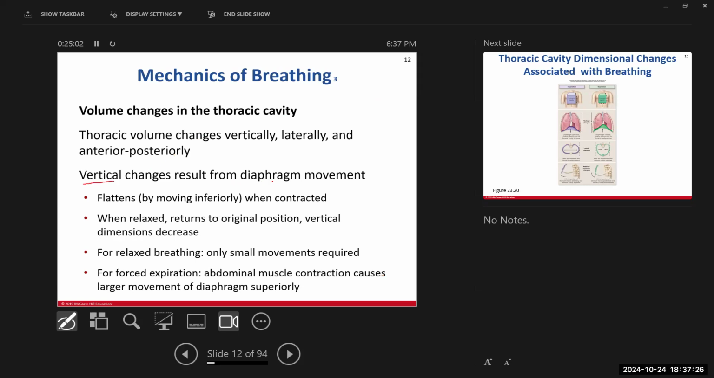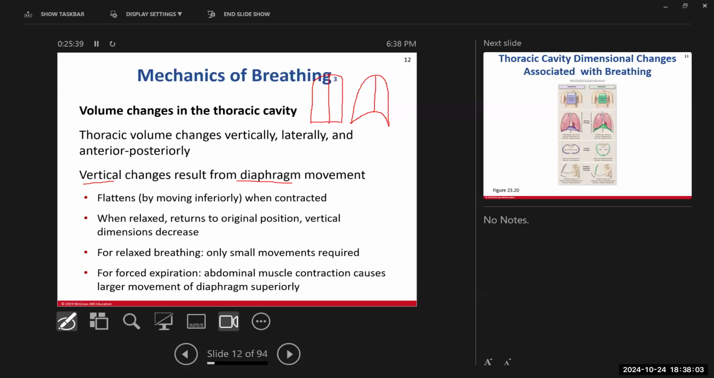Vertically is easy because of the diaphragm. Here's your thoracic cavity with the diaphragm relaxed. If we measure it from top to bottom, not too bad. Now, when you take a breath in and the diaphragm flattens, see how we made it much bigger? See how this line here is longer than that line? That's what happens. Vertically, we change the dimensions of the thoracic cavity. We've increased our volume from this point to that point.